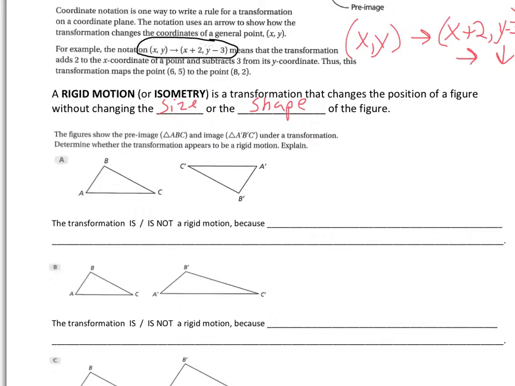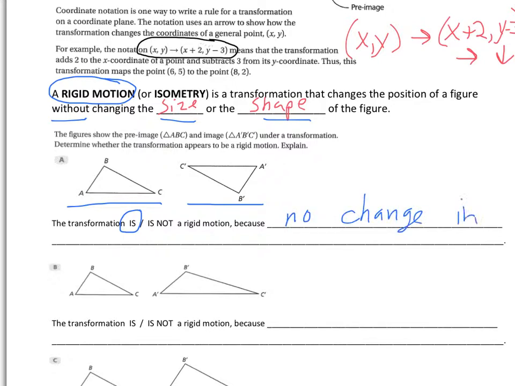We have triangle ABC. The pre-image is right here. Our image is right here. Is this or is it not rigid motion? Remember, rigid motion does not change the size or shape. Well, all we've done here is rotate this triangle. It still is the same size, it still is the same shape, therefore it is a rigid motion because there was no change in size or shape.